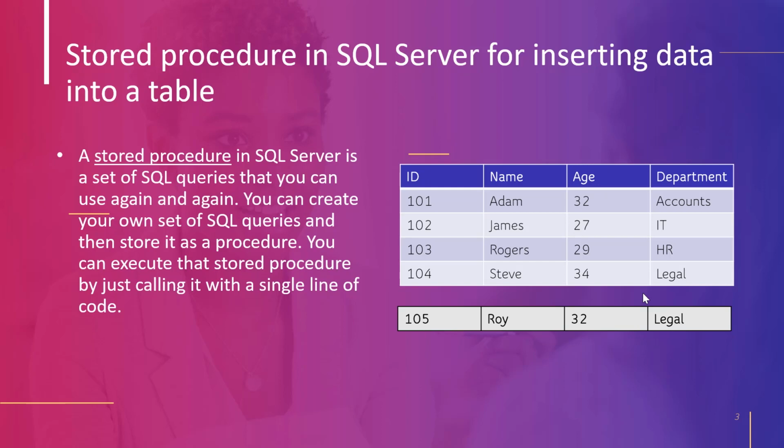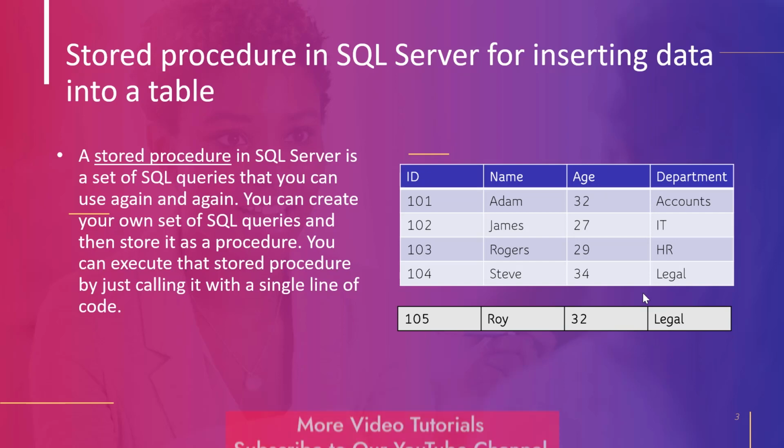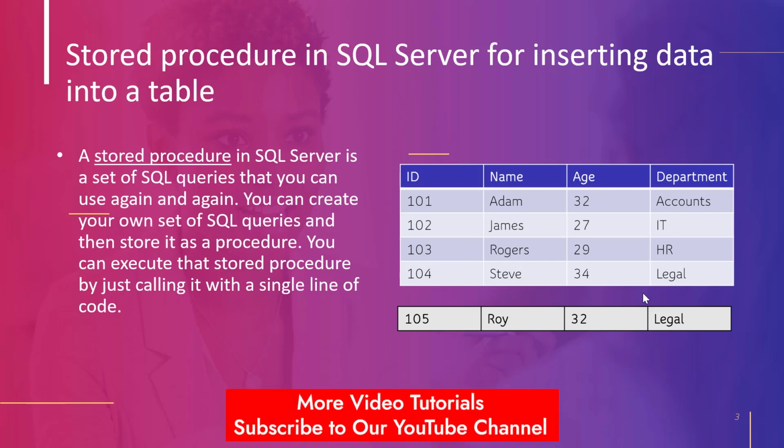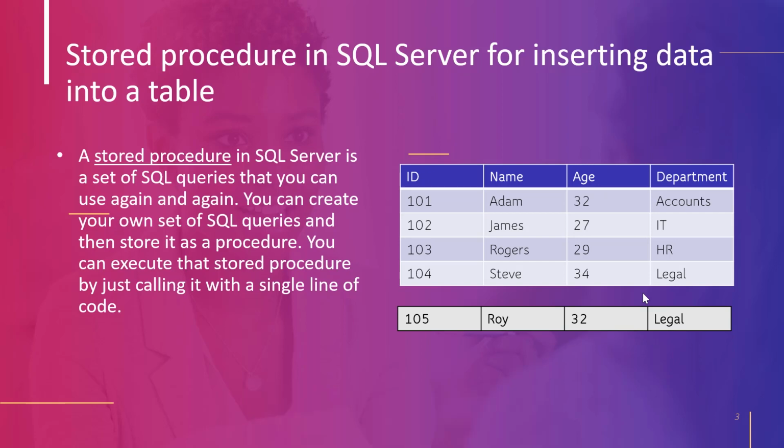Now what is a stored procedure? Basically, a stored procedure is a set of SQL queries that we can use again and again. We can create our own set of SQL queries and then store it in a procedure. So a stored procedure is nothing but a place where we can store a set of SQL queries. Now we can execute a stored procedure just by calling its name. We can use a stored procedure to store multiple SQL statements, and then we need to just call the procedure name to execute all those queries at once.